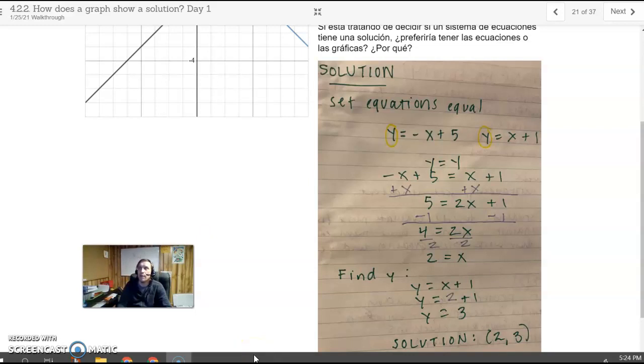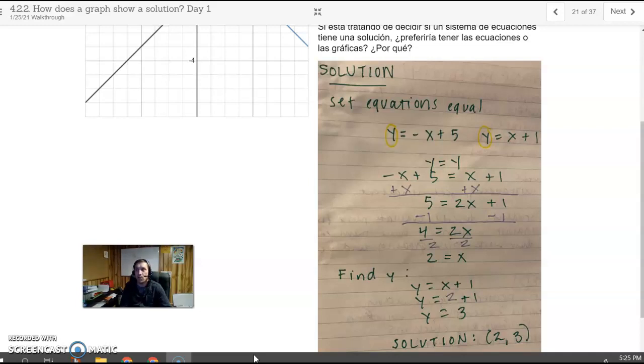But what you see here is we have y equals -x plus 5 and y equals x plus 1. Since we know that y equals y, okay, anything equals itself, right? We can say that this side, -x plus 5, is equal to this side, x plus 1, and then we're just going to do our steps. We're going to add x to both sides. We'll get 5 equals 2x plus 1. Then we want to get the numbers to the same side, so we subtract 1 from both sides, and we get 4 equals 2x. 2x divided by 2 is x. 4 divided by 2 is 2. All right, so we know x is 2.